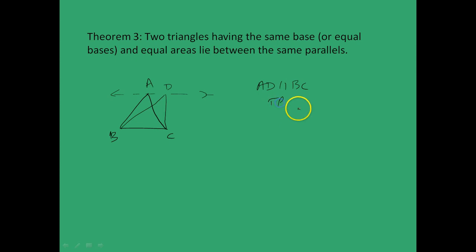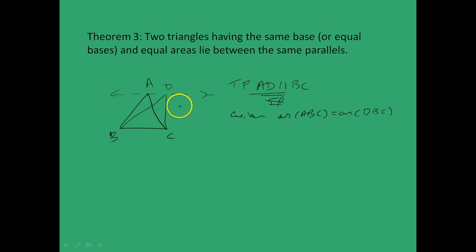We have to prove that this is what we have to prove if we are given that area of ABC is equal to area of DBC, right? This is what we have to prove. Now let's see how we can do that.